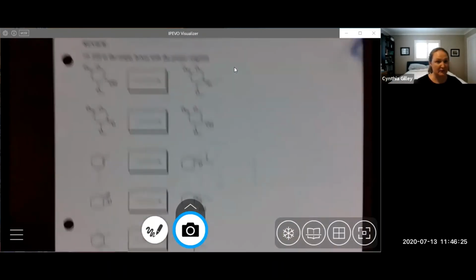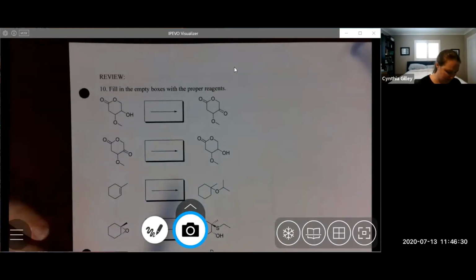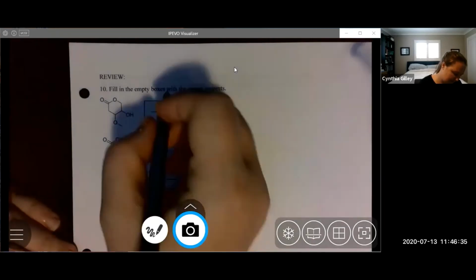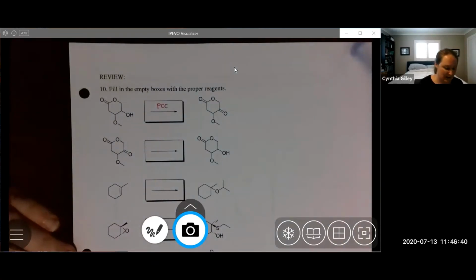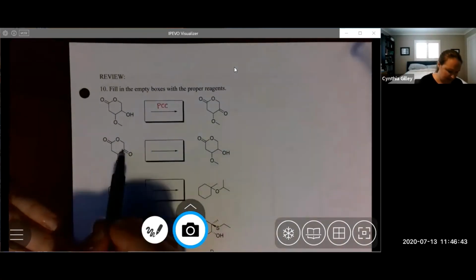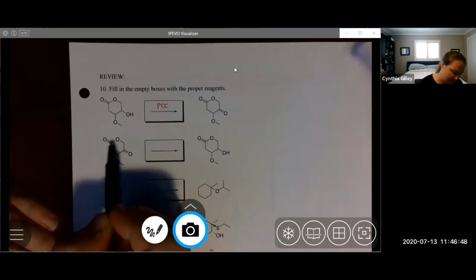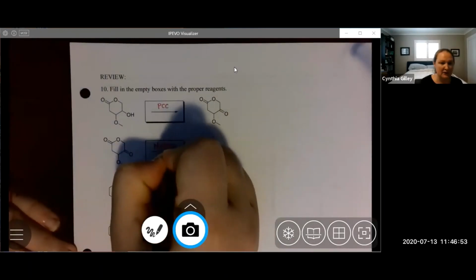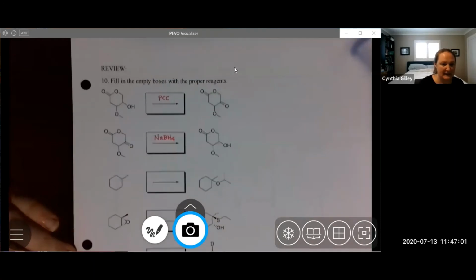Now we're doing some review. So we see here that we want to oxidize the secondary alcohol to a ketone, so we can use PCC or sodium dichromate for that. If you want to reduce a ketone to a secondary alcohol in the presence of an ester, then sodium borohydride. Lithium aluminum hydride would reduce both the ester and the ketone. Careful there.